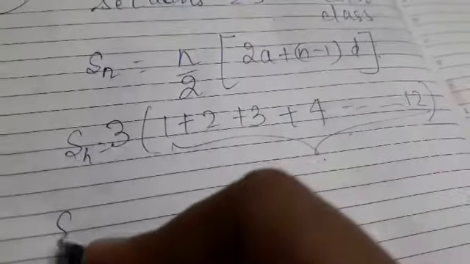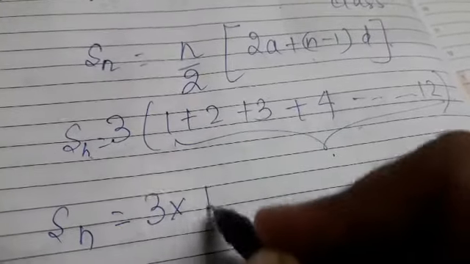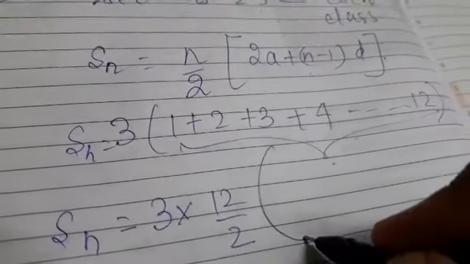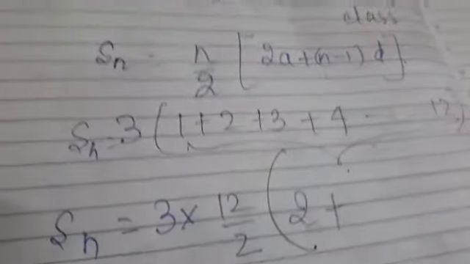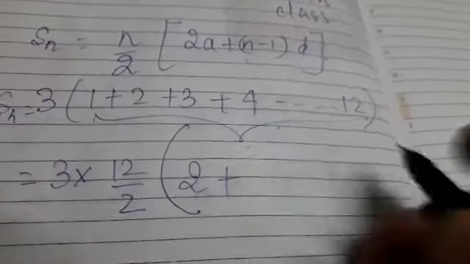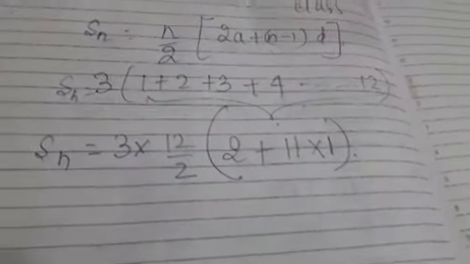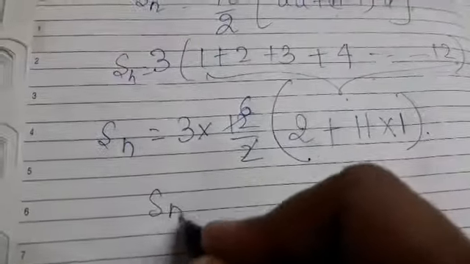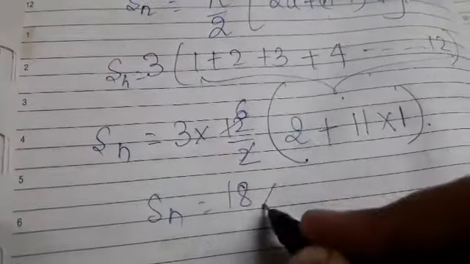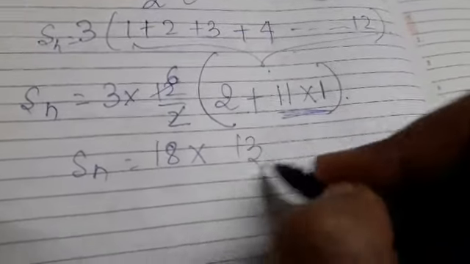To find the sum of this, we are going to apply this formula. Therefore, it will be Sn equal to 3 into 12 by 2 bracket 2 into a. What is 2 into a? 2 plus n minus 1, means 12 minus 1, which will be 11 into 1, right? So 2 6s are, so it will be Sn is equal to 6 3s are 18 into 11 into 1 is 11. 11 plus 2 will give you 13. 18 into 13.